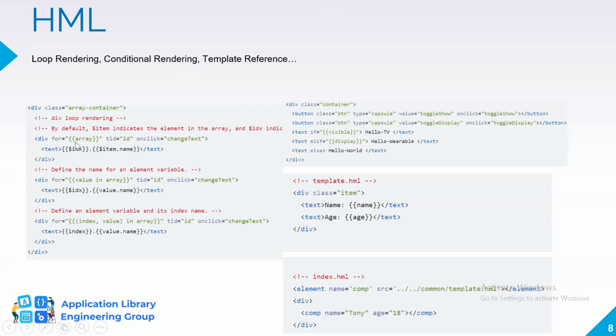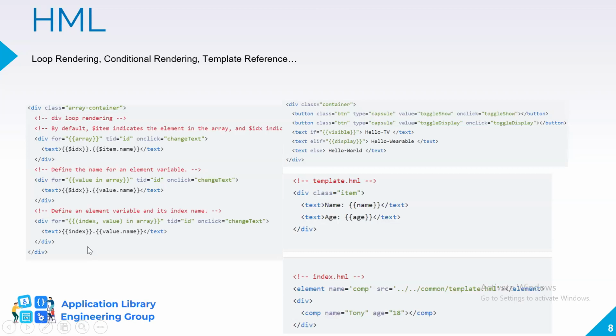Loop rendering, in the sense that you have an array and you want to display the elements within that array. You can use the concept of loop rendering, wherein in the for key, you can give the array value. Then your framework will loop through it and display the items within that array.